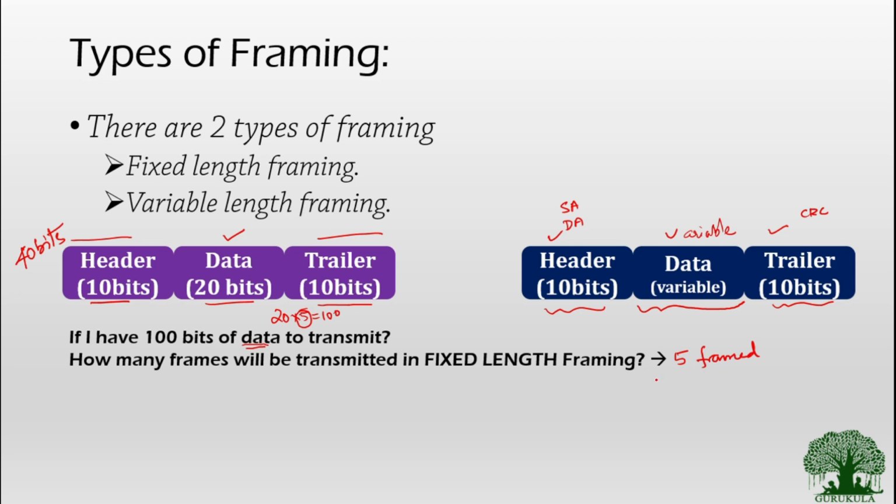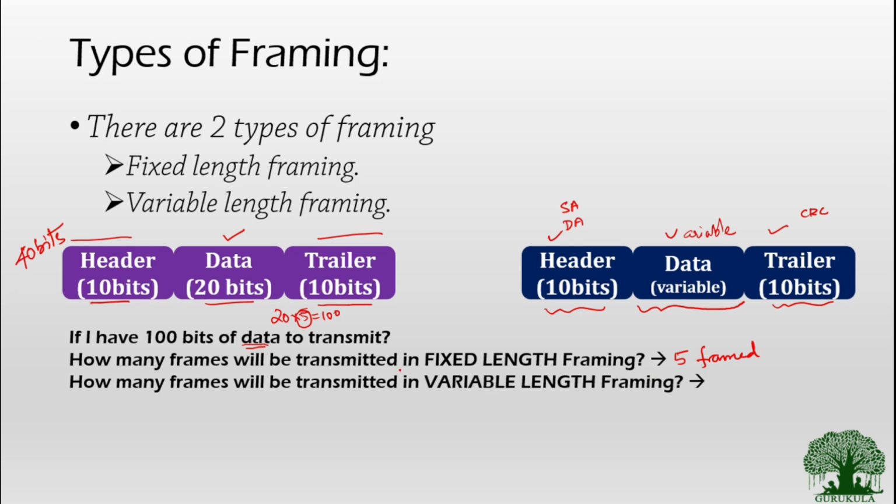But in variable length framing, with the same 100 bits of data, I can extend the maximum size of the data field to 100 bits, and then I can send all the data in just one frame itself. So the number of frames transmitted in fixed length framing and variable length framing can be viewed with this example.